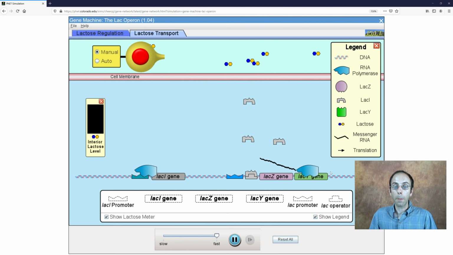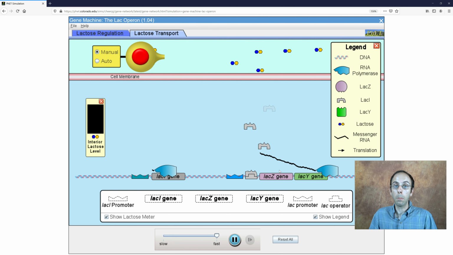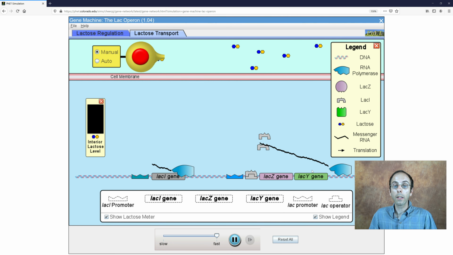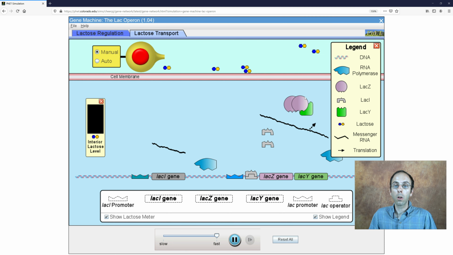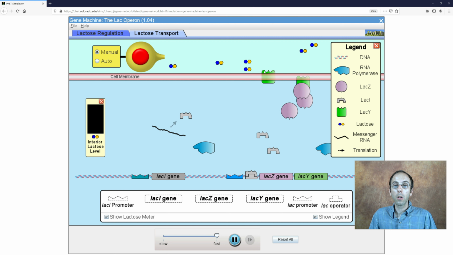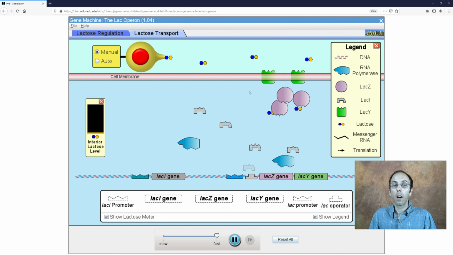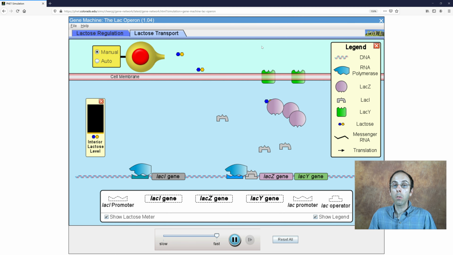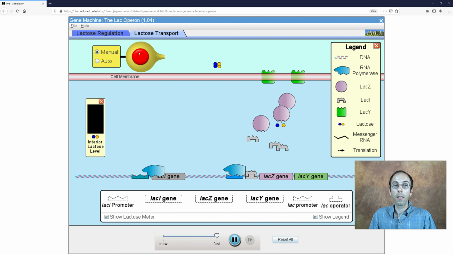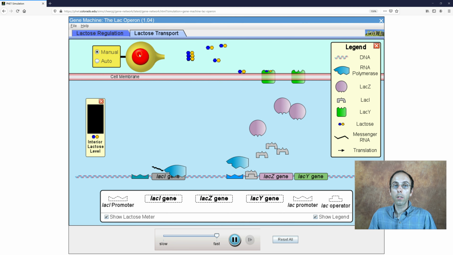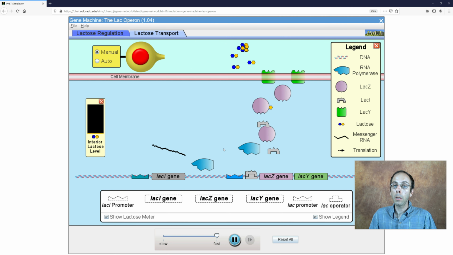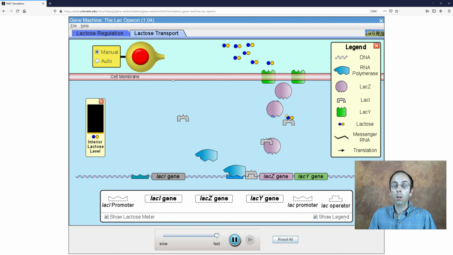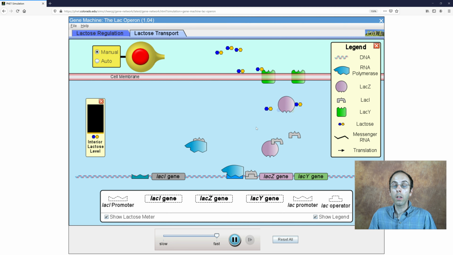But now what's going to happen is we're having the Lac-Z gene made to break down lactose. We're also having this Lac-Y gene made. This green protein is ultimately going to go to the cell membrane and allow the passage of that lactose from the outside of the cell to the inside so that enzyme can work. Now you'll notice the same thing. I add the lactose, it's being transported, and now it's being broken down. And we're very efficiently using our enzymes.